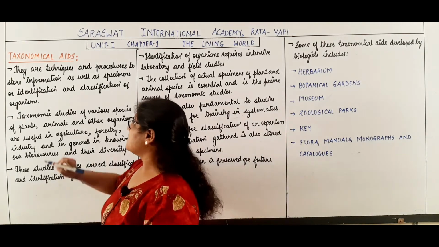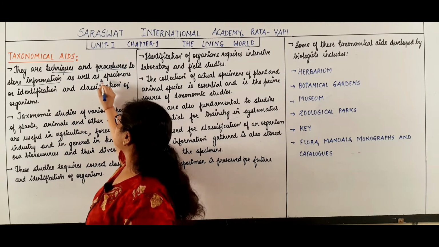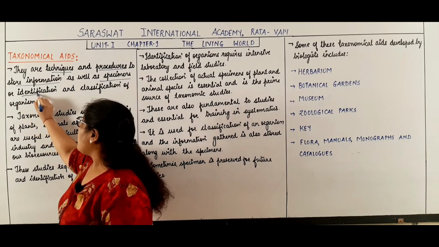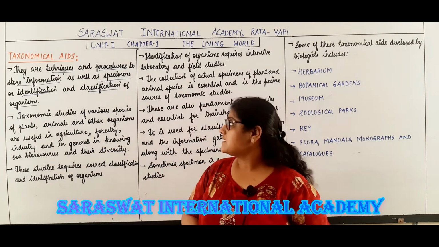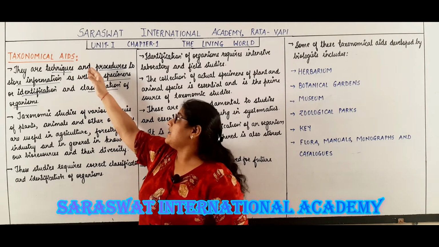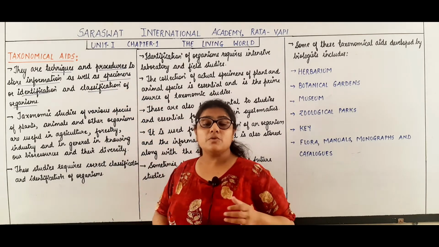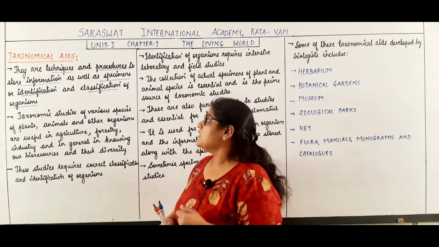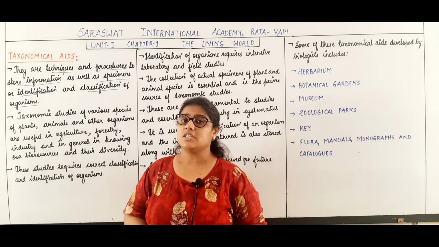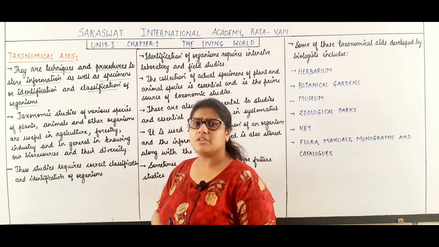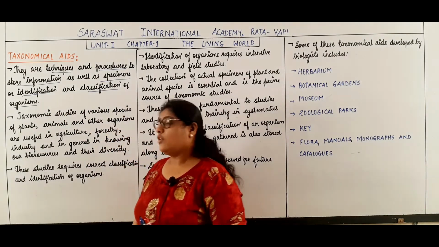So students, what is it? They are the techniques and procedures to store the information as well as the specimens for identification and classification of the organisms. So what is a taxonomical aid? They are the techniques and procedures which help to store the information as well as specimens, which will be further used for the taxonomical studies, for the identification and classification of organisms.